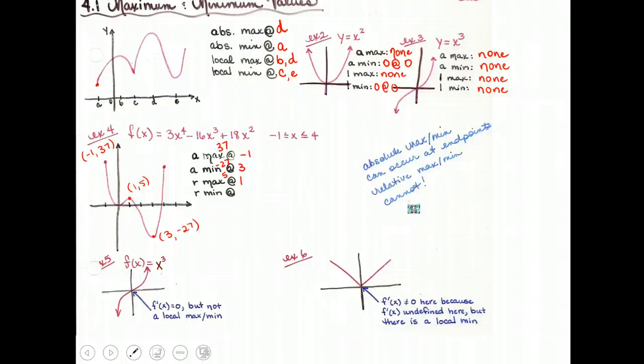How about minimums? Yeah, 0 and 3. So I'm going to have a minimum of 0 at 0, and I'm going to have a minimum of -27 at 3. Good.